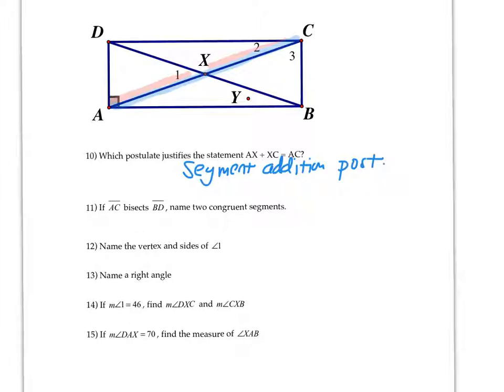For number 11, it says, if line segment AC bisects line segment BD, then we have to name two congruent segments. AC is coming in through line segment BD and bisecting it. So that identifies X as the midpoint of BD. AC is essentially cutting line segment BD in half. So these two segments are congruent: line segment DX is congruent to line segment BX.